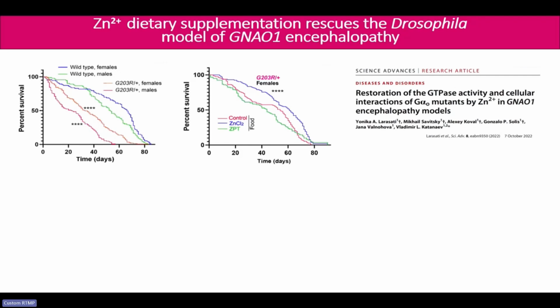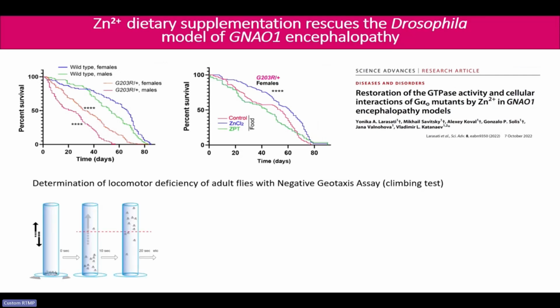It was shown in our lab that zinc can restore the functionality of G-alpha-O. We have done these experiments in vivo, and we've shown that zinc can restore the longevity of mutant flies. This blue line is the mutant flies which were fed with zinc.